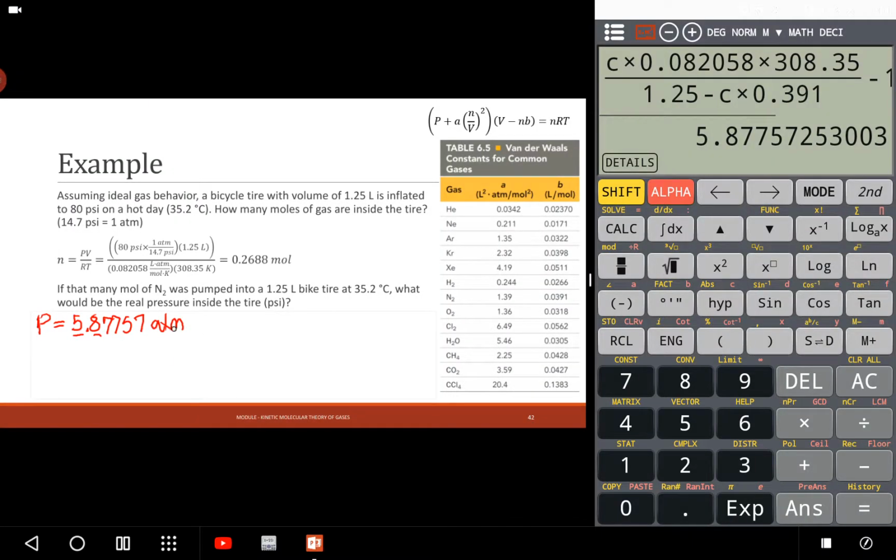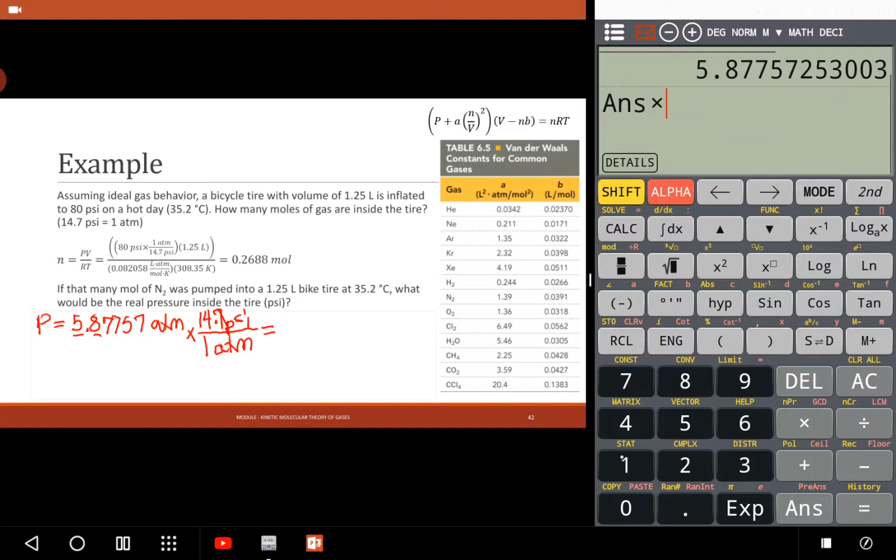Okay, my tablet froze up there for a minute. Okay, we got our pressure in atmospheres. We need to convert it into PSI. And so we're going to be multiplying by 14.7. That's a 7. PSI. And we'll cancel out our atmospheres unit. And so we're going to take our number from before and multiply by 14.7.